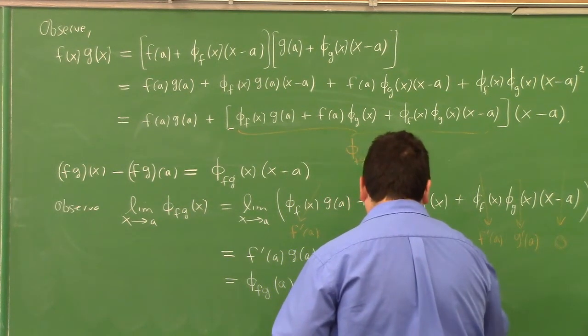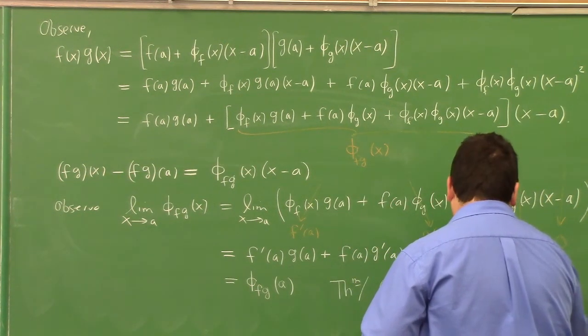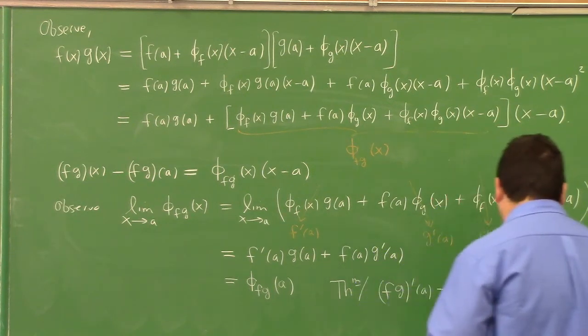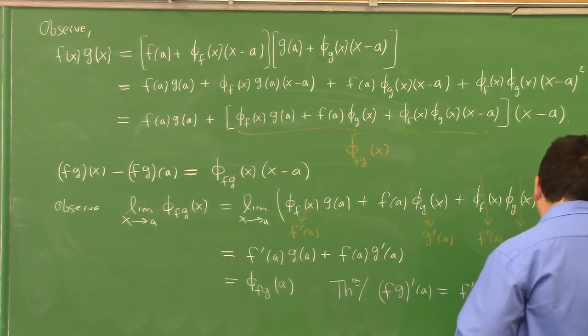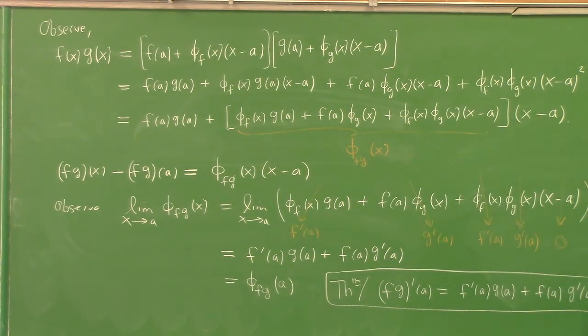(fg)' at a is equal to f prime of a times g of a plus f of a times g prime of a. That is the product rule. Now, I think it's healthy, in fact even better, to rewrite that as d dx of f times g is equal to df dx times g plus f times dg dx. There's what the product rule looks like in the differential notation.